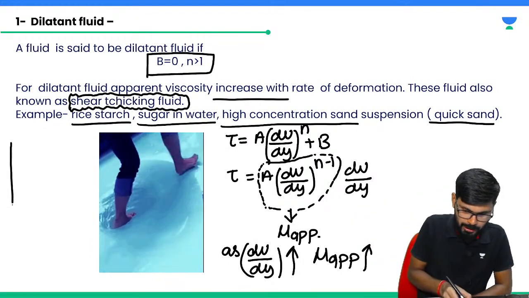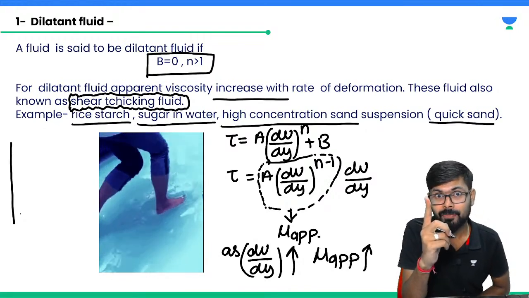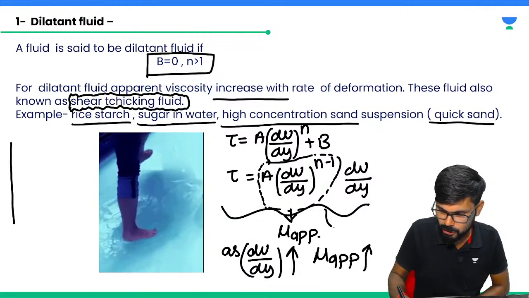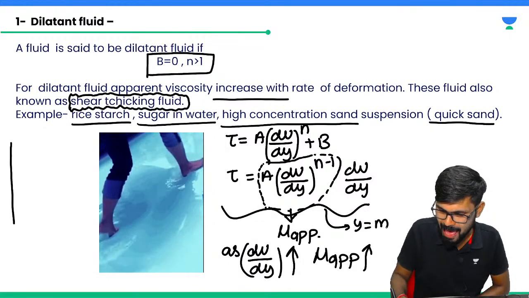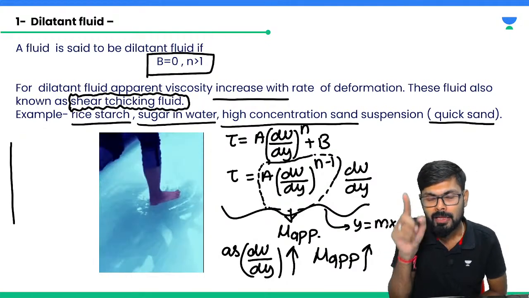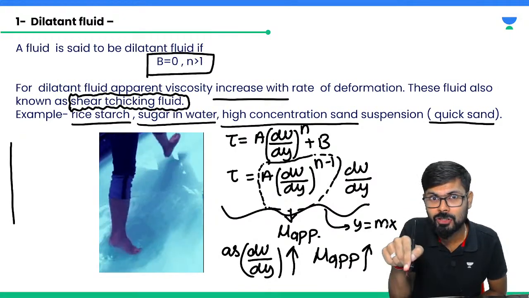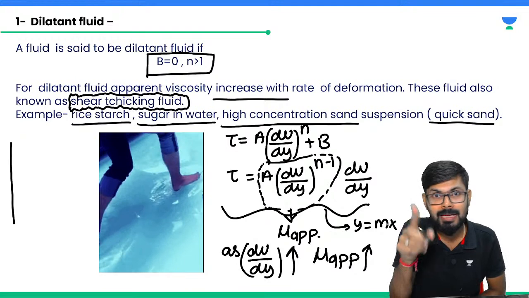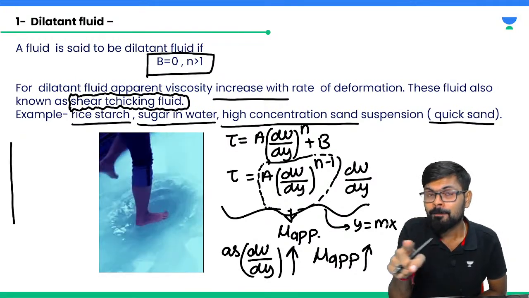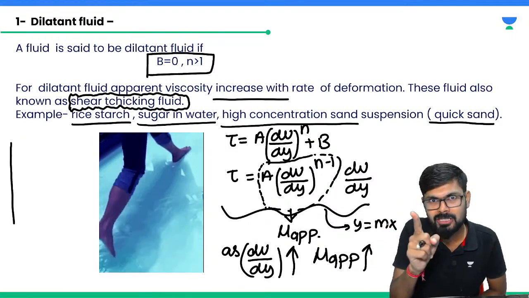So if I draw here, but here m is not constant. This equation is also a y is equal to mx type equation, so this will also pass through the origin. But here m means slope, means apparent viscosity, is not constant, it is variable. If it is variable, it will come as a curve, it will not come as a straight line.